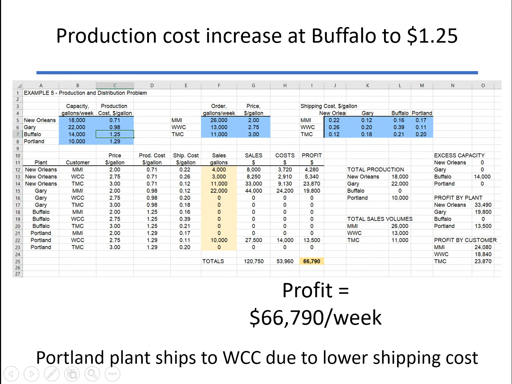And finally, the last one, if we increase the production costs in Buffalo, then suddenly it's not cost effective anymore. So you have the Portland plant taking over a lot of the slack and shipping things, especially onto the West Coast, because of that lower cost. So again, a lot of what-if analysis you can do once you get this set up.